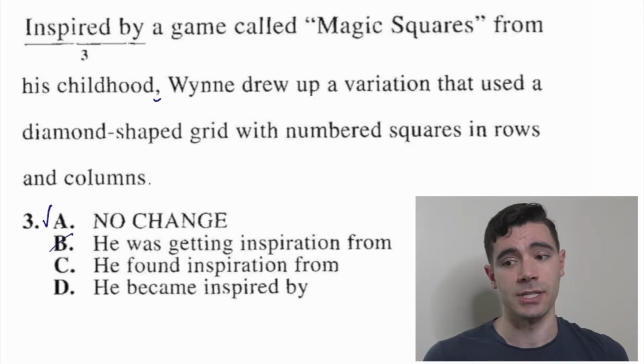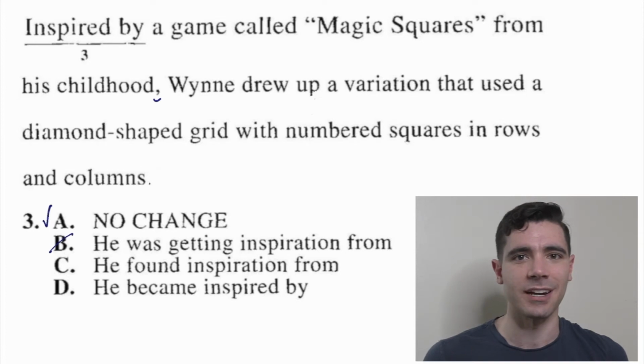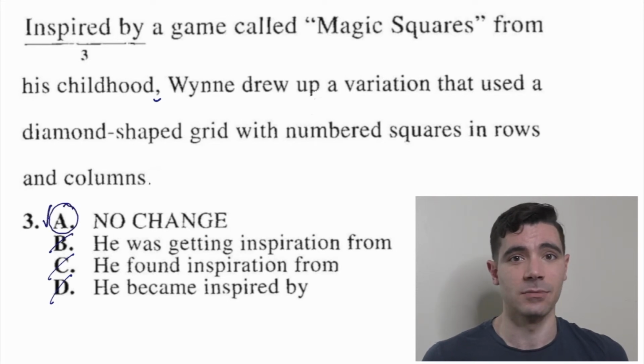If we look at answer choice C, he found inspiration from a game called Magic Squares. Well, that's also going to make the beginning a complete sentence. And answer choice D, he became inspired by. So it turned out this was really a question about comma splices. And the only answer choice that didn't commit that error was answer choice A, the shortest one.